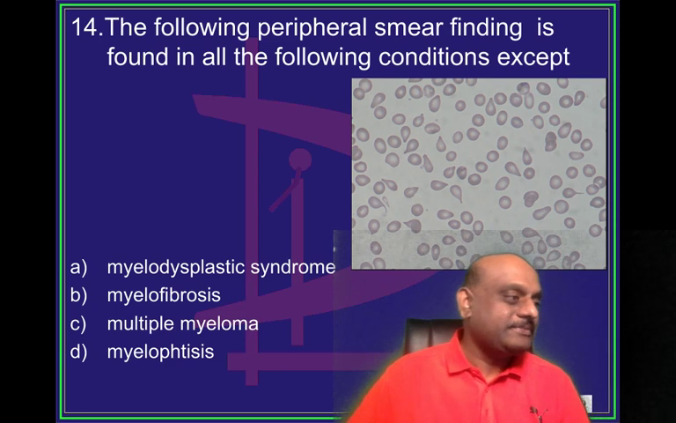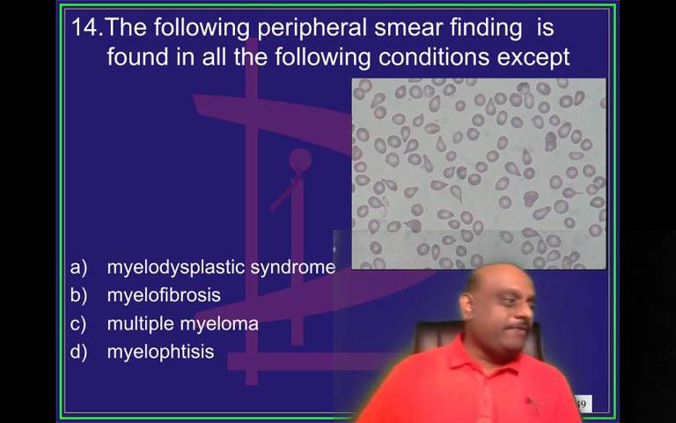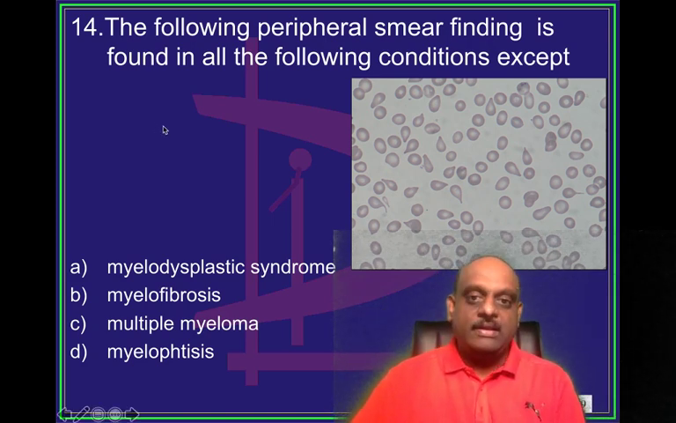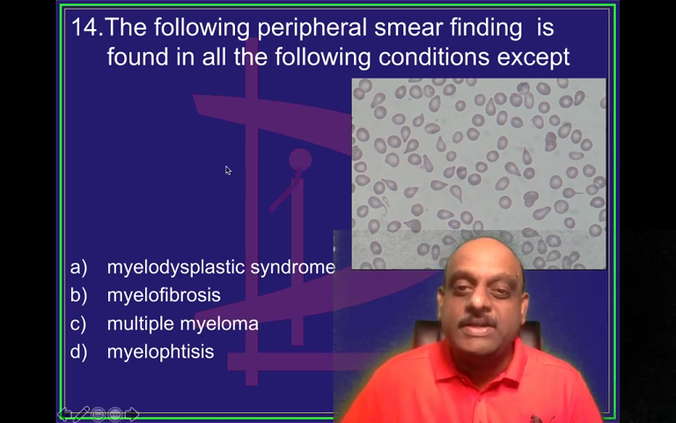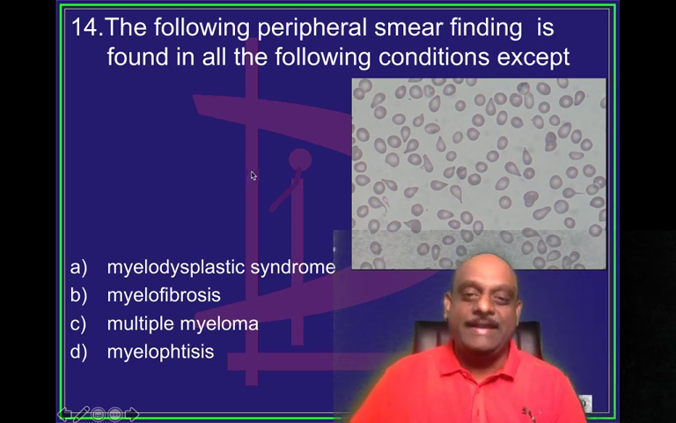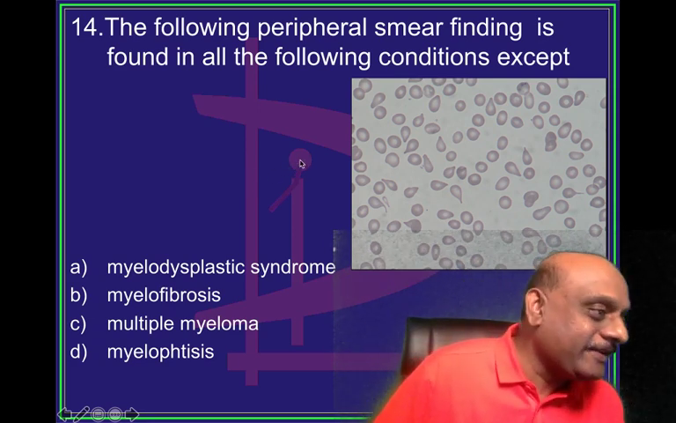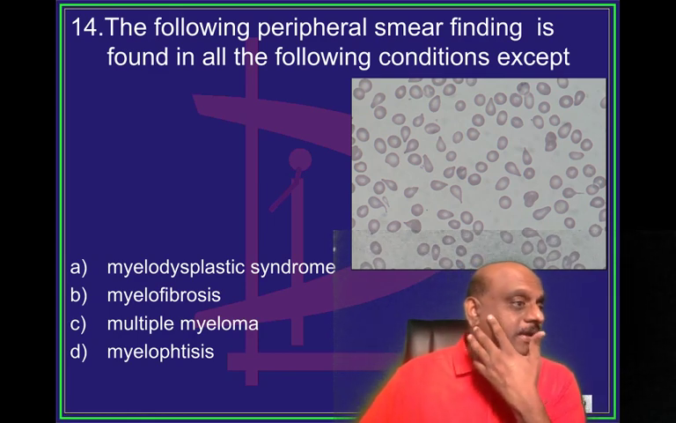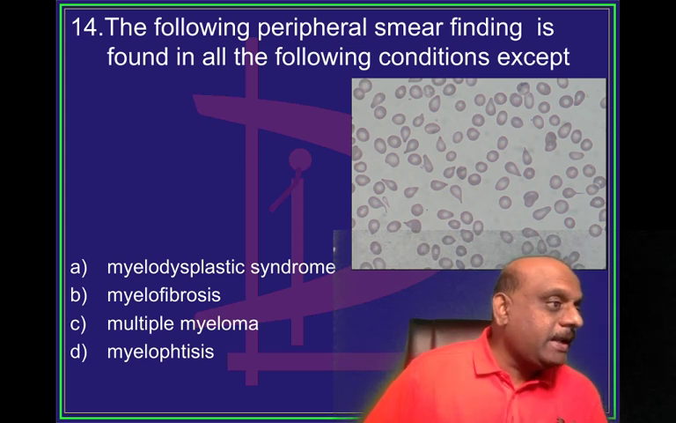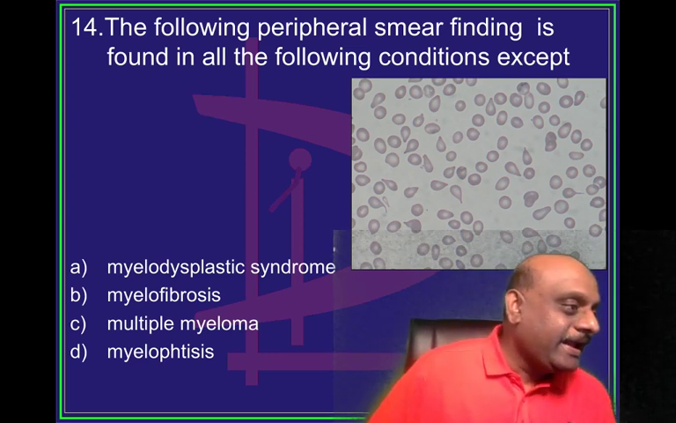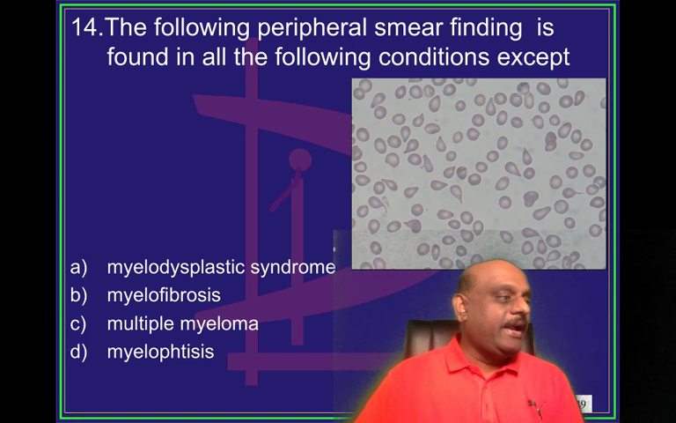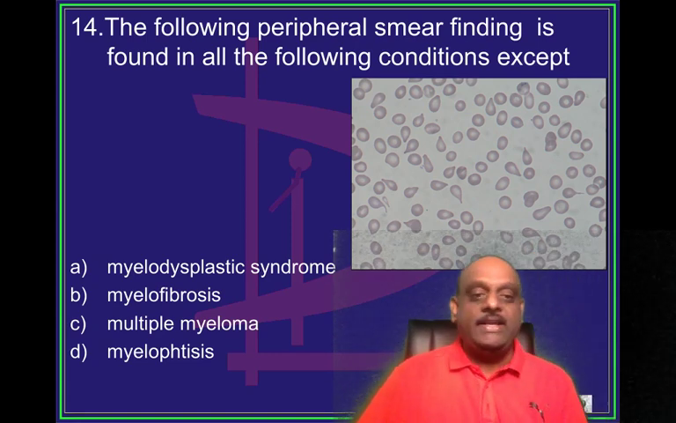Yes, doc. Give one confident answer. Shilpa is saying, sir, blood cells are tearing, right? Very good. They are called teardrop cells. They are found in all these conditions except what? Give an answer, doctor. Shilpa proposes C, and Shanmati proposes D, and Vishalakshi is proposing C.